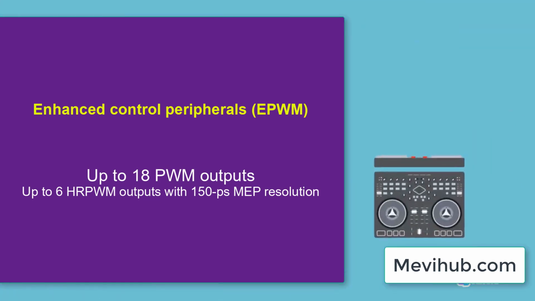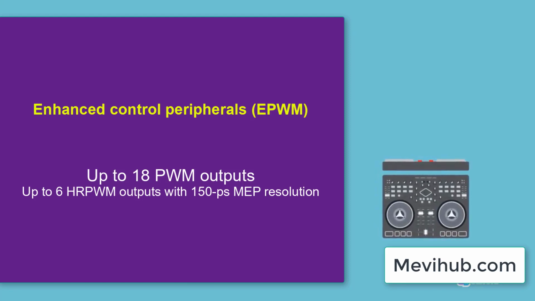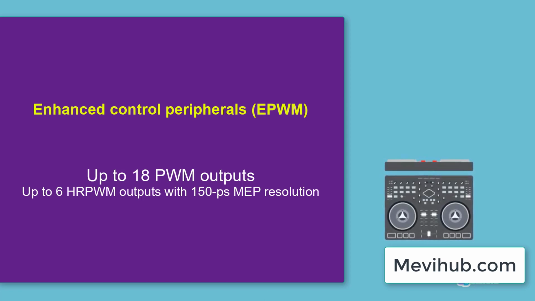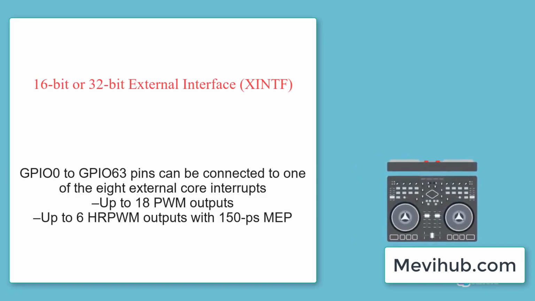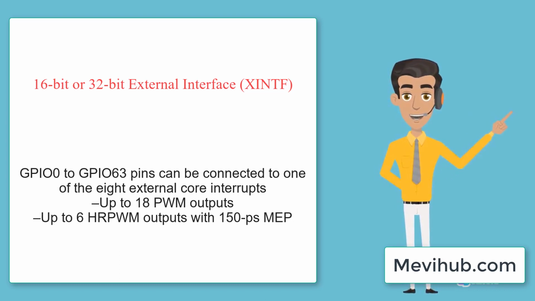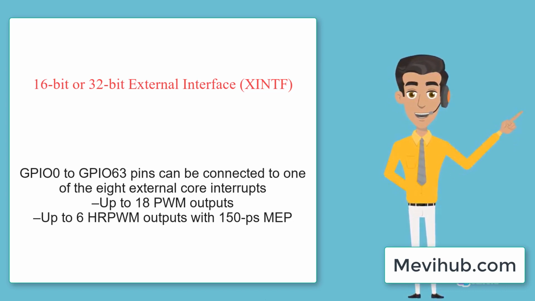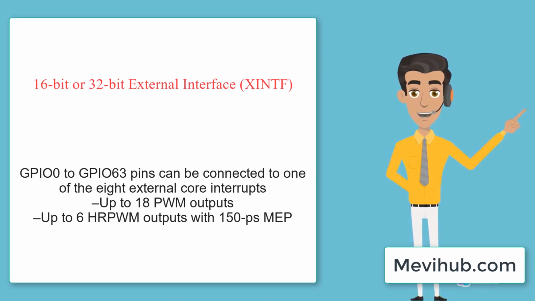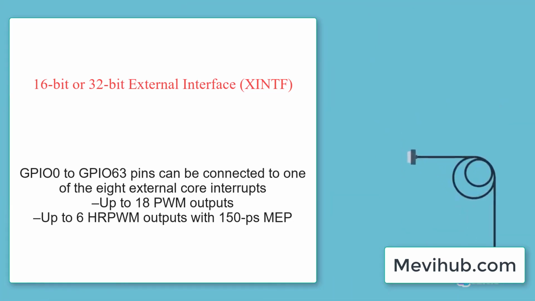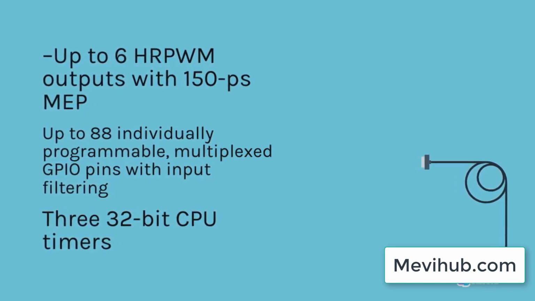Enhanced control peripherals: up to 18 PWM outputs, up to 6 HRPWM outputs with 150 ps MEP resolution. 16-bit or 32-bit external interface. GPIO0 to GPIO63 pins can be connected to one of the 8 external core interrupts. Up to 88 individually programmable, multiplexed GPIO pins with input filtering. 3 32-bit CPU timers.